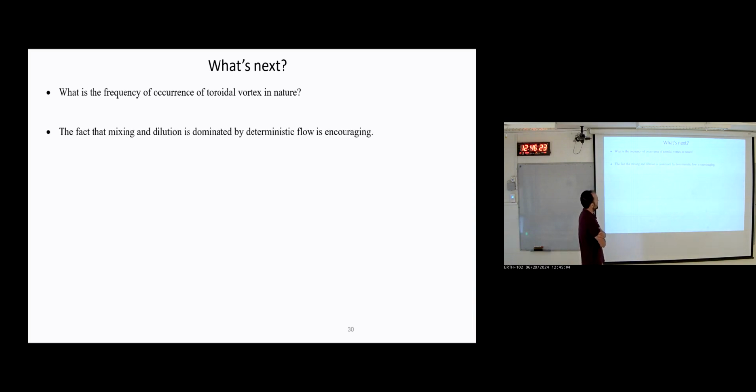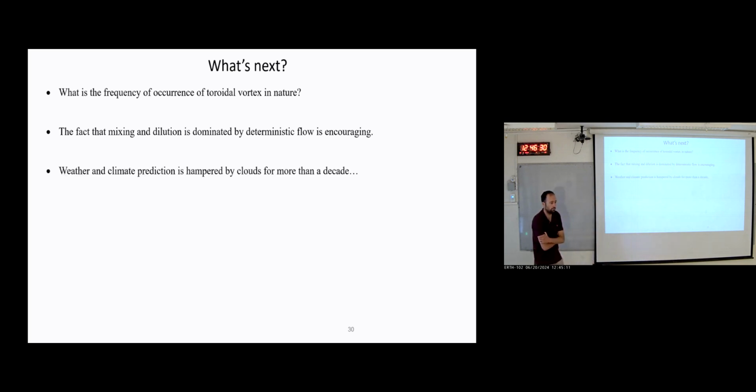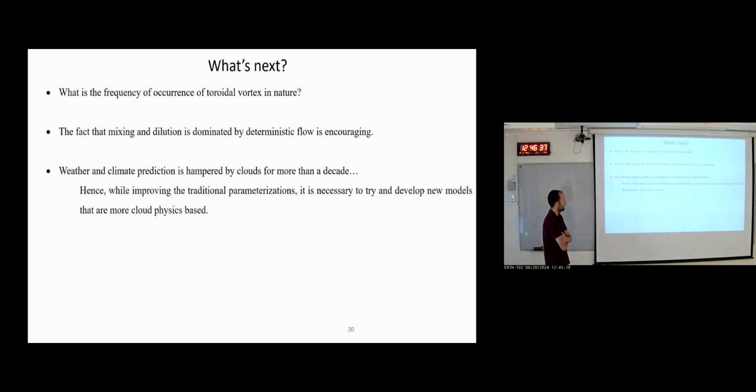And the fact that mixing and dilution is dominated by this kind of more deterministic flow is, I think, encouraging, because maybe we can use that to come up with better parameterizations or new models for clouds, for weather and climate models. Because these clouds have been causing a lot of headache to weather and climate modelers and prediction for more than a decade now. While improving the new parameterizations, as Nathan already noted, this is an old parameterization that keeps being improved, but the community kind of took one direction.